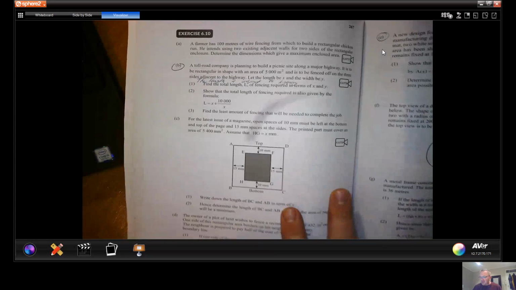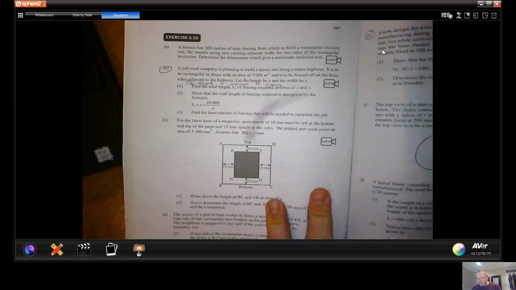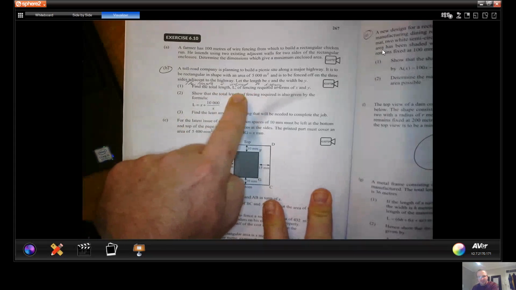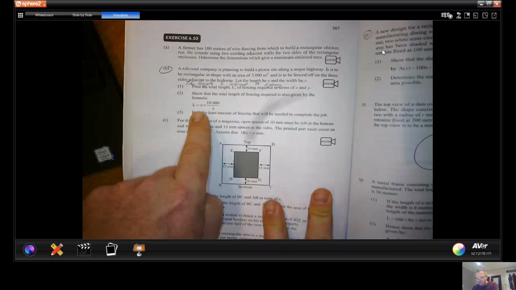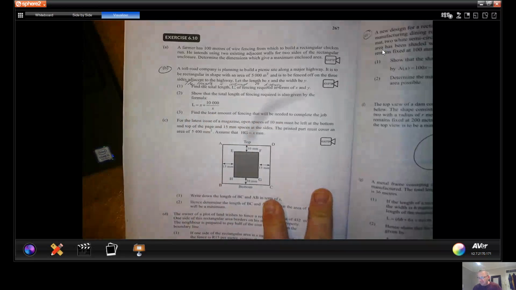So they break it up into steps, and they say find the total length. Show that the total length is given by this formula. So let L be the length. L is going to be the amount of fencing that we need. They said let L be equal to that, and then find the least amount of fencing that will be needed to complete the job.